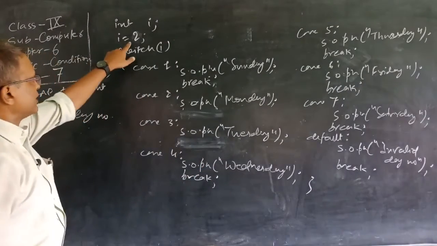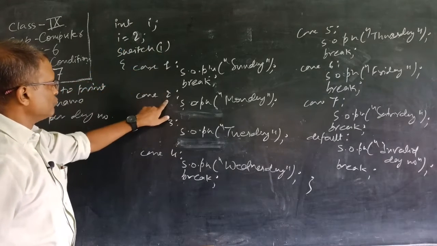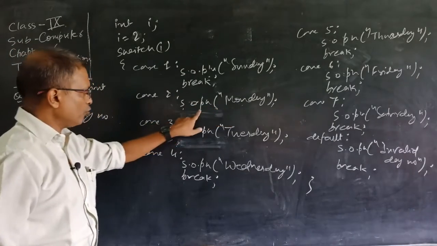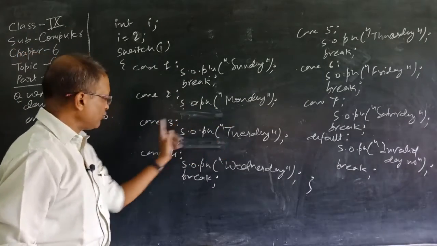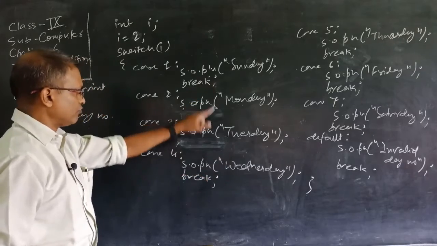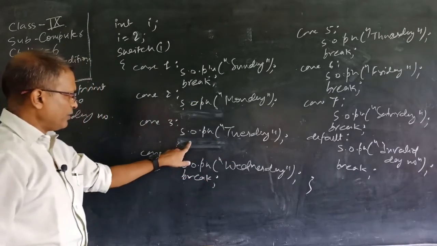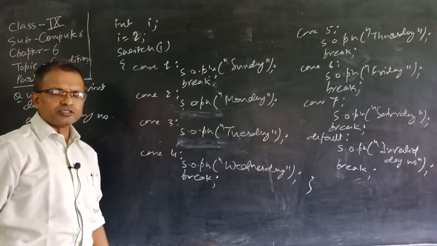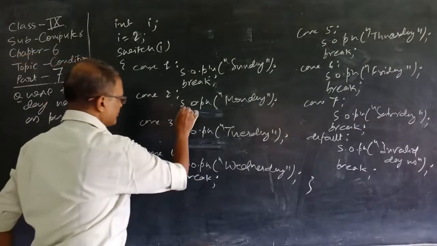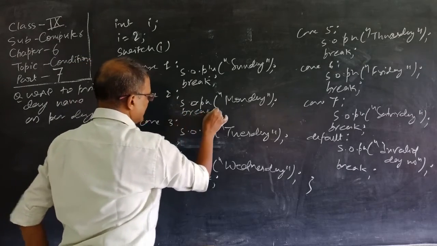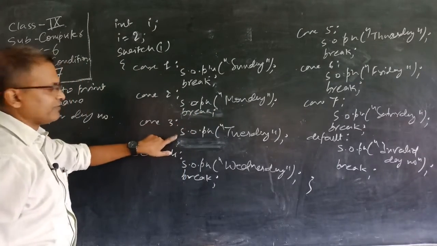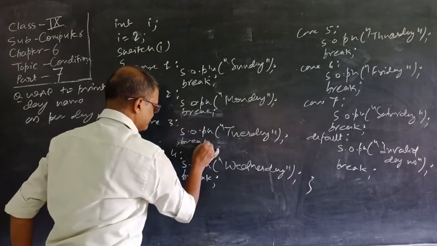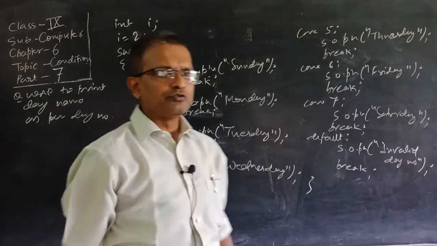Then again start with i equal to 2, case 2, not before it, it will come to case 2, Monday will be printed, no break found, again Tuesday will be printed without matching the case, it will just systematically go downward. Tuesday will be printed, no break found, again it will print Wednesday, here break found, it will come out of the switch statement. This is the use of break. If you give break here, it will stop execution of further statements. Getting my point? In this way we can use switch statements.